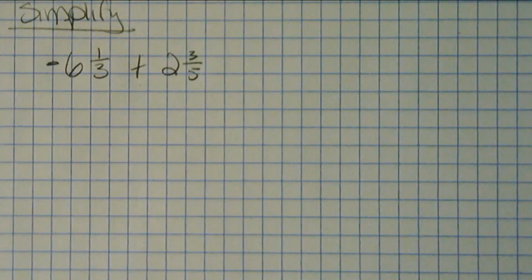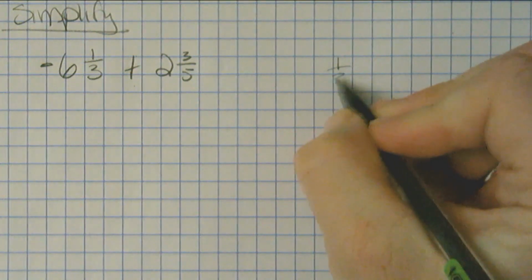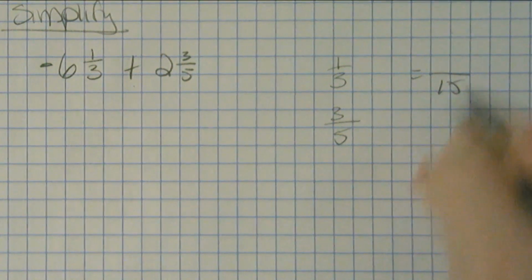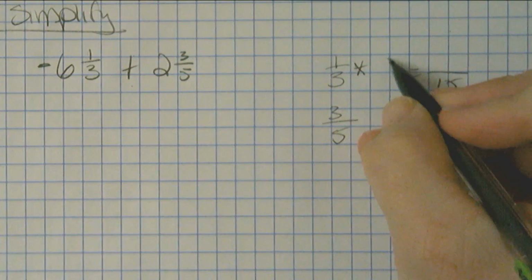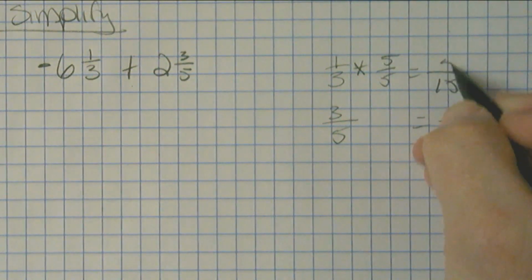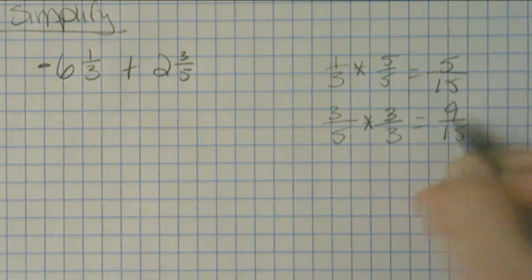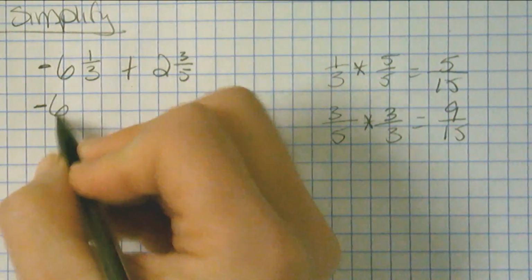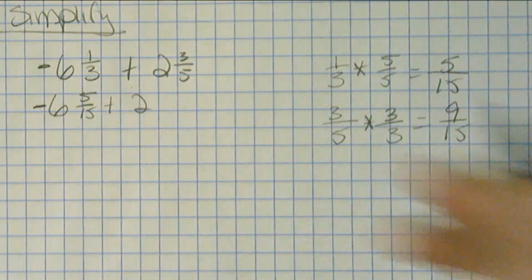All right. So what's my first step in simplifying this? Colin? First you find a common denominator. What common denominator are you going to use? I use 15. Awesome. So tell me what you're going to do to 1/3. So the 1/3 you're going to multiply by 5/5. And you're going to multiply 3/5 by 3/3. Excellent. All right, so I end up with, I'm just going to rewrite what I have here just so I can see it, negative 6 5/15 plus 2 9/15.